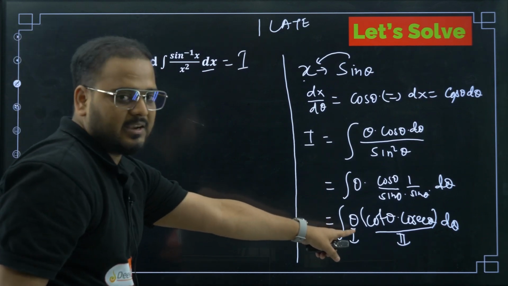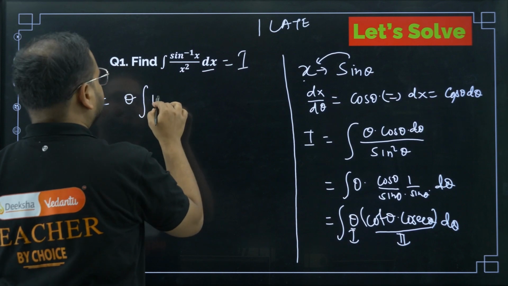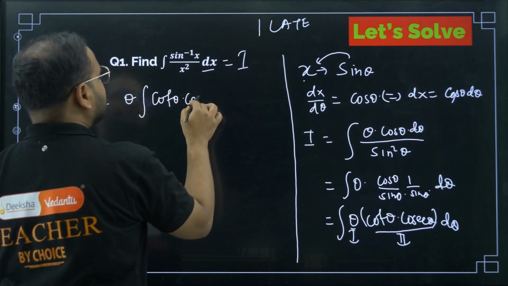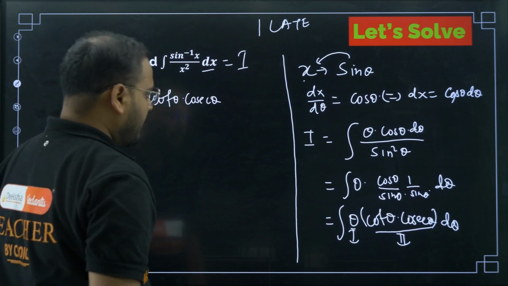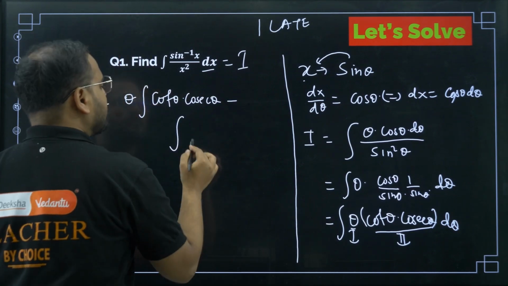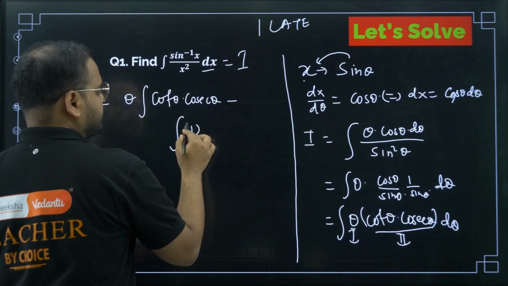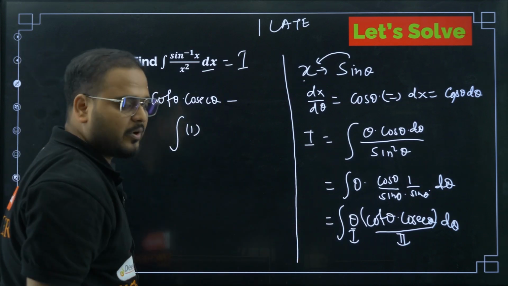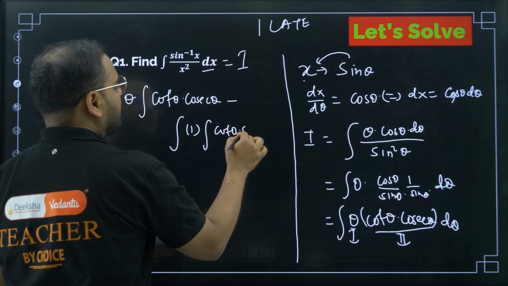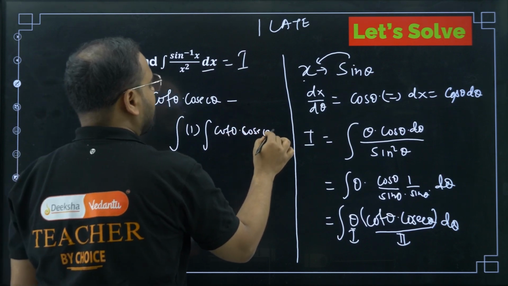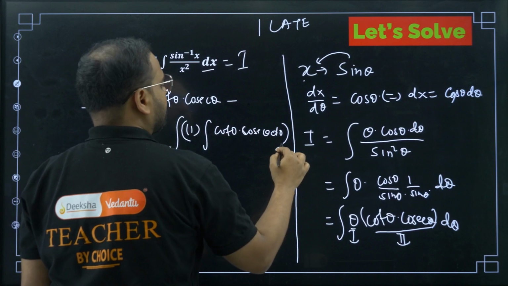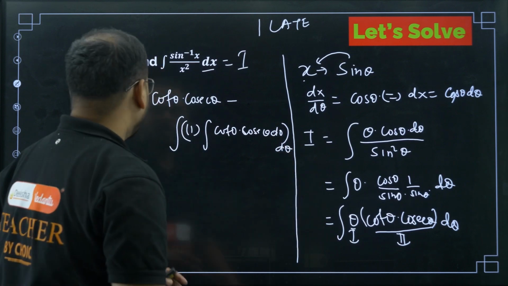Integral of this part, cot theta cosec theta, minus sine will come, integral of what? Differentiation of theta, how much is that? Simply 1. Differentiation of theta is simply 1, and integration of the same thing, cot theta cosec theta with d theta, and this whole thing with another d theta. Am I right?